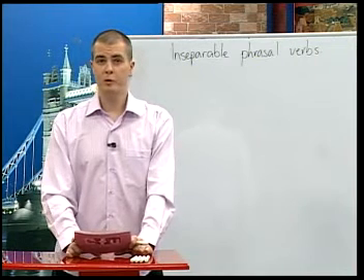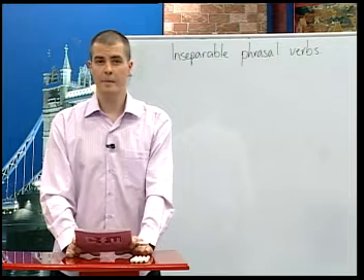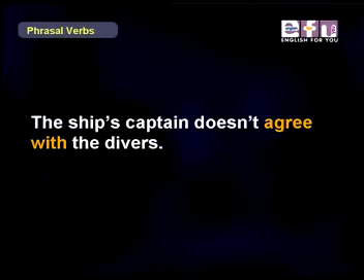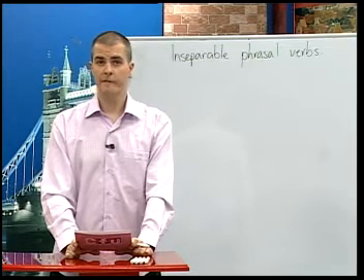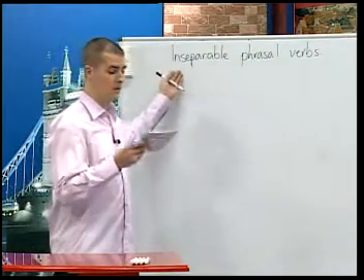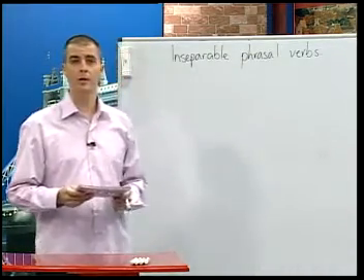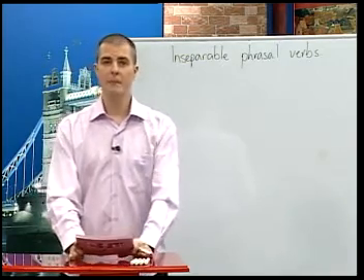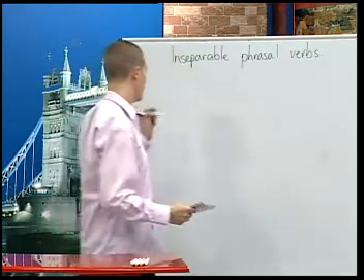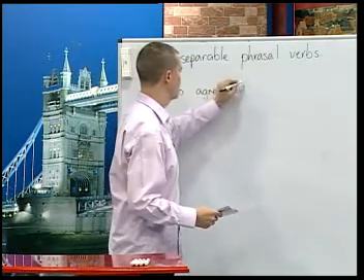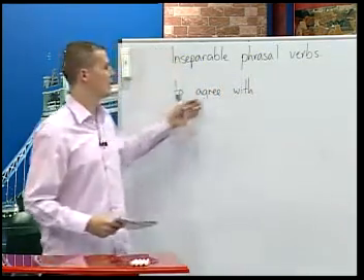Phrasal verbs are special verbs which are followed by a preposition. For example, in sentence one, the preposition with follows the verb agree. Certain prepositions follow certain verbs. Some phrasal verbs are inseparable, meaning the preposition has only one possible position in the sentence. In most cases, it immediately follows the verb. For example, to agree with. I agree with you.